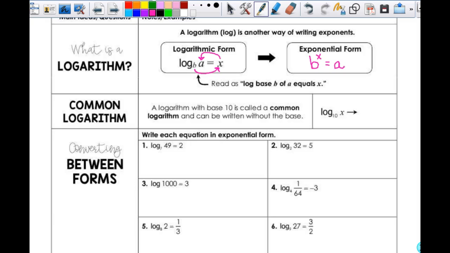So we have to use logs to solve them sometimes when our variables are in the exponent and we have to get them out of the exponent. And we'll look at different ways we're going to handle this. So we have a logarithm.